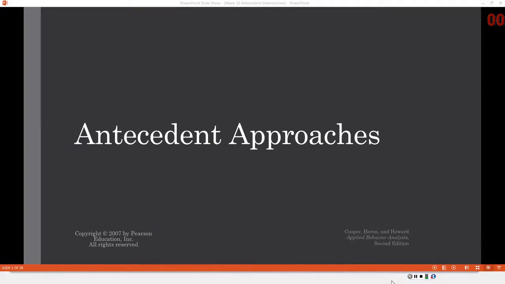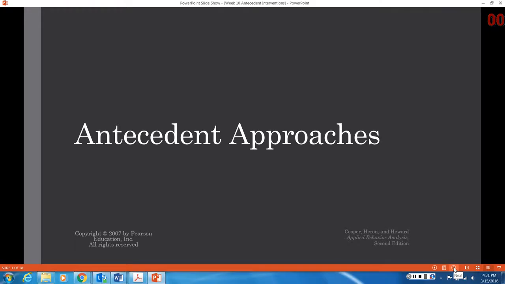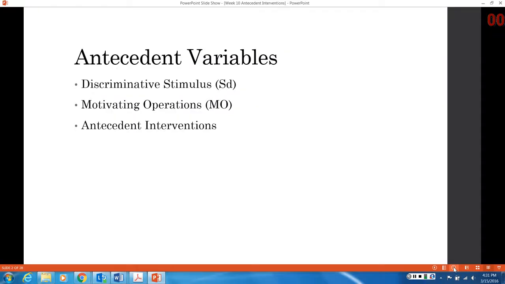This week we are covering antecedent approaches to treating problem behavior. Before we talk about antecedent approaches to decreasing problem behavior, I thought it might be helpful to review some terminology. We will start by defining and comparing discriminative stimuli and motivating operations, and then we will cover antecedent interventions that involve the manipulation of these variables.